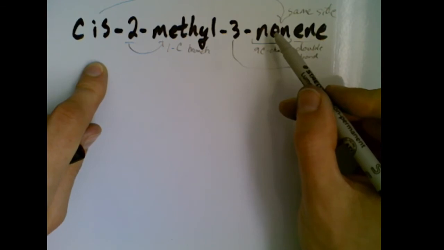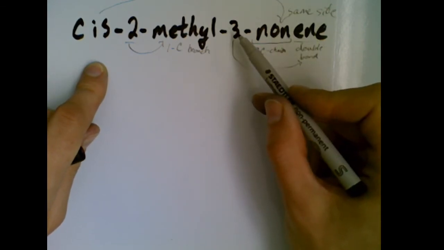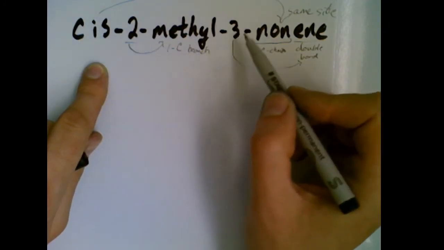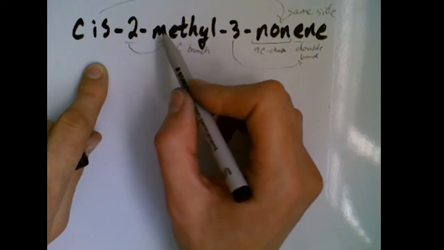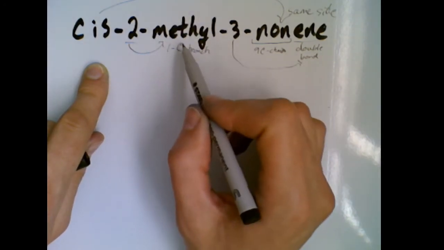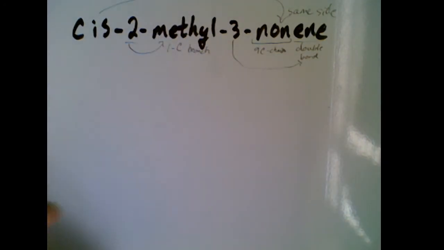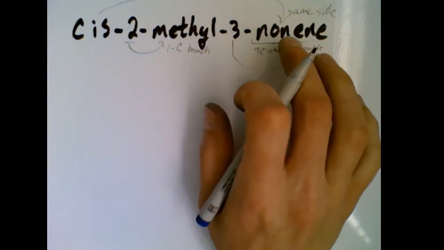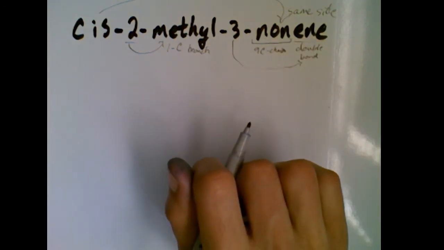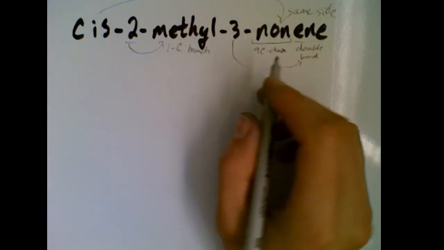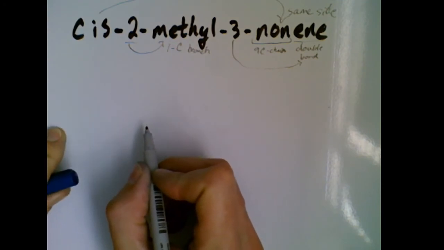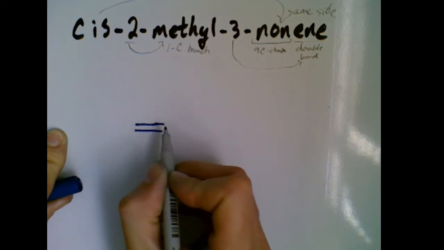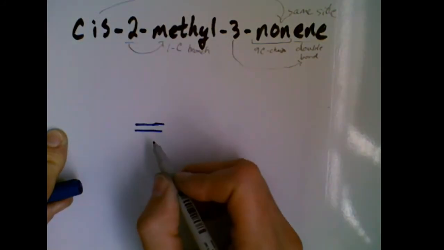We have a 9-carbon chain with a double bond in the 3 position where that 9-carbon chain continues on the same side after the double bond. But in the 2 position, we're going to find a 1 carbon branch as a methyl group sticking off. So now that we've broken down the name, let's draw it. When it comes to drawing these, I personally like to start with the double bond. I know it's in the 3 position, so I'm going to leave a little bit of room on this side. But I like to draw my double bond because it helps me deal with the cis and trans first.